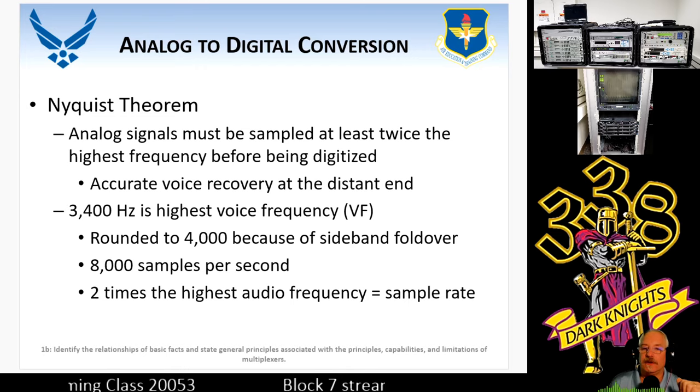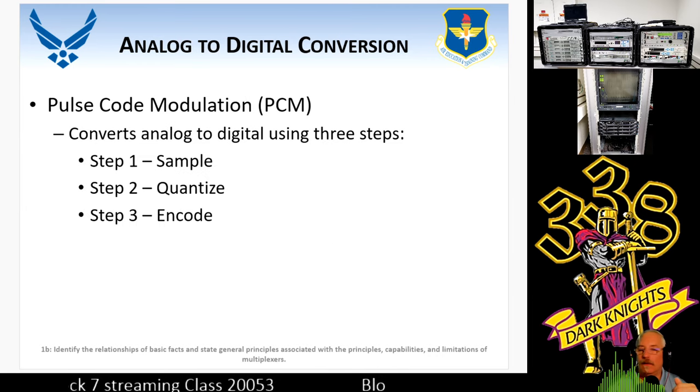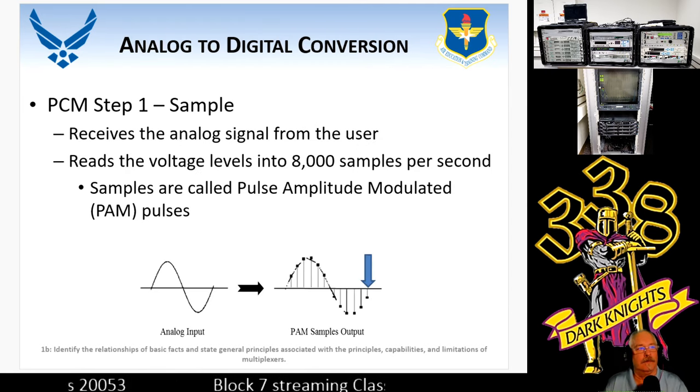So Nyquist theorem, 2 times the highest audio will equal the sample rate in what you've got to do to give you an intelligible voice signal on the distant end. Let's see how he does that when we go from analog to digital. So with these 3 steps, sample, quantize, and encoding, is how he is able to get this from an analog to a digital scenario. When we look at step one, this says receives the analog signal from the user.